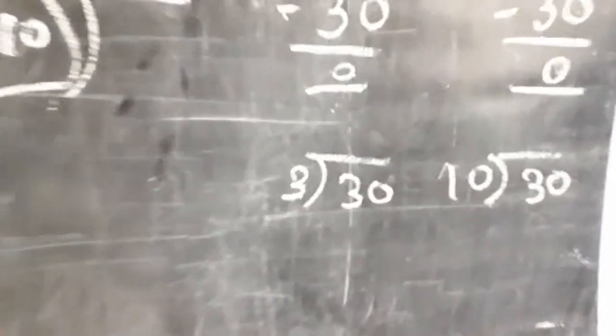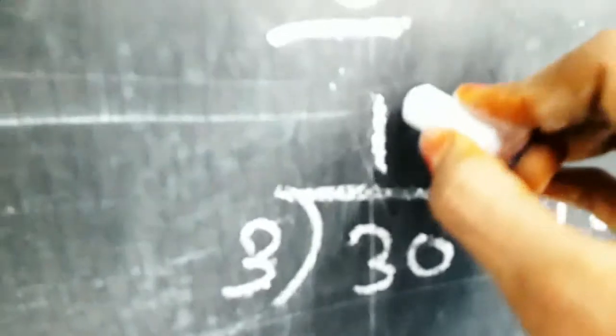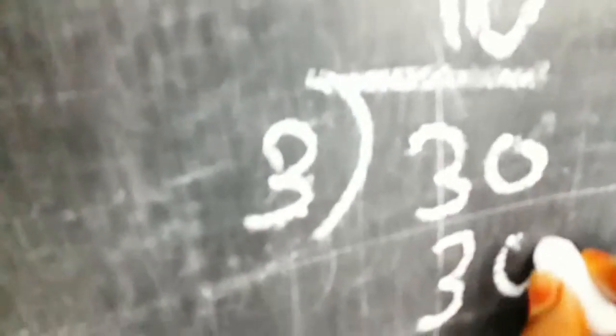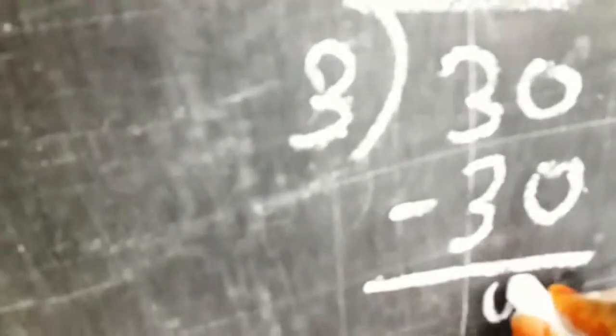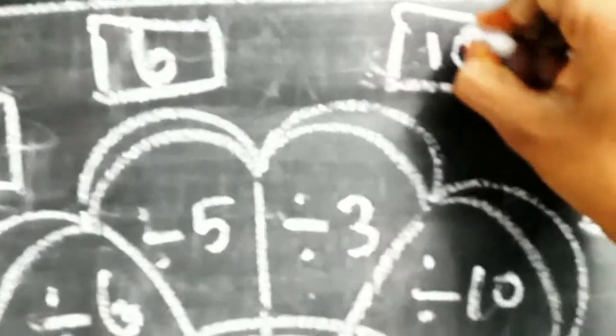13 divided by 3. 1 3 is 3. 10 3s are 30. So you write the number 10. 10 3s are 30. Now we can subtract it. 30 minus 30 is 0. Therefore the answer is 10. 13 divided by 3 comes to 10.